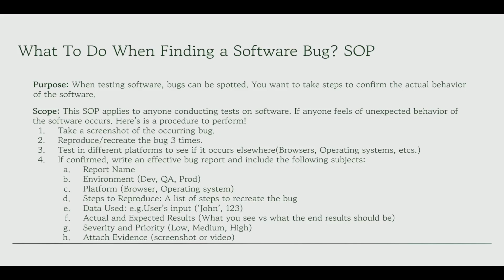The purpose: when testing software, bugs can be spotted. You want to take steps to confirm the actual behavior of the software. And I put the scope, and the scope can also be consolidated with the purpose. This SOP applies to anyone conducting tests on software. If anyone feels unexpected behavior of the software occurs, here's a procedure to perform.